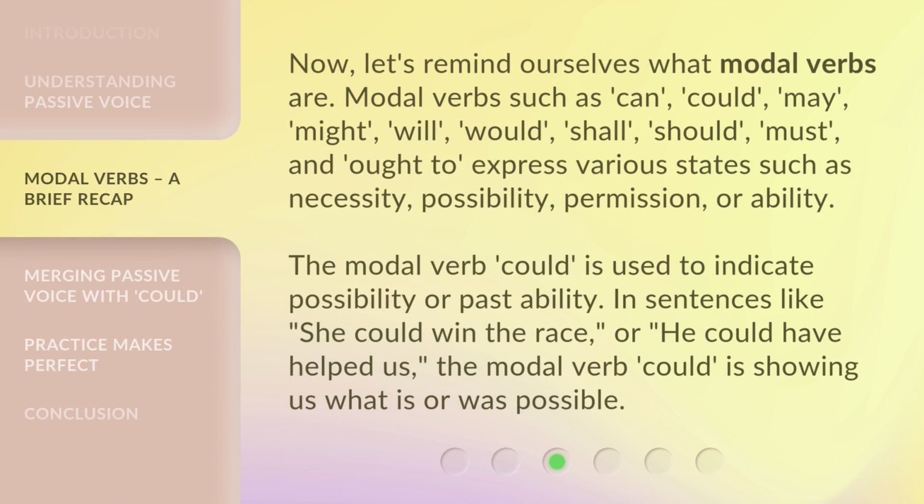Now, let's remind ourselves what modal verbs are. Modal verbs such as can, could, may, might, will, would, shall, should, must, and ought to express various states such as necessity, possibility, permission, or ability. The modal verb could is used to indicate possibility or past ability. In sentences like, she could win the race, or, he could have helped us, the modal verb could is showing us what is or was possible.